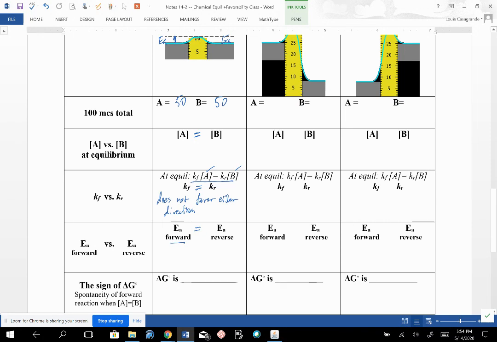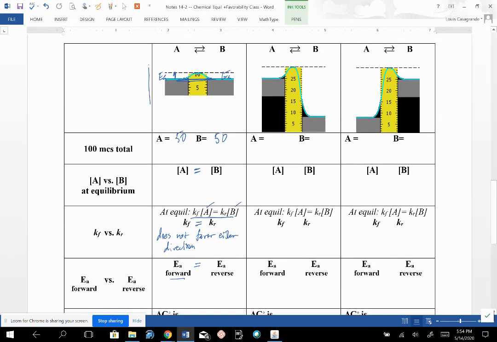And at the same time, the only way for the EA in the forward direction to equal the EA in the reverse direction is for the two levels of the reactants and products to be the same. The energy levels, the potential energy. This is the potential energy diagram. Maybe I should write that on there so we understand. So this is potential energy as we're moving up.